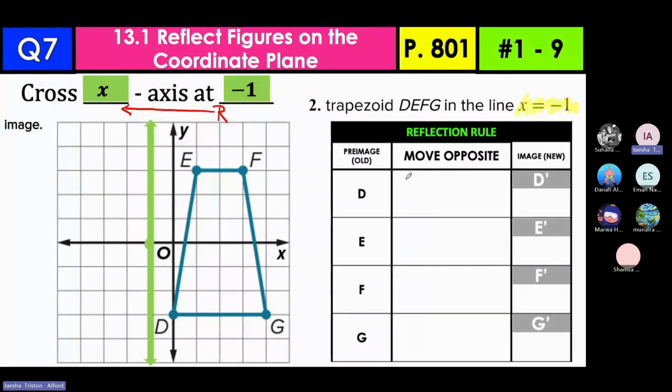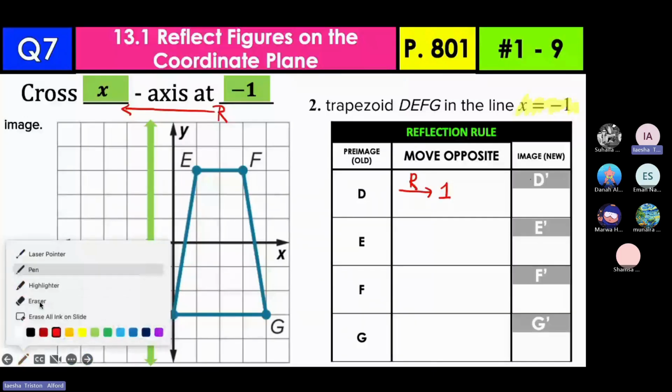So D is going to the right, and it is 1 unit. So if we want D prime, we should do what? We're not going right, we should go where? Move left 1 unit. So then we're gonna move left 1 unit, and this is going to be D prime.